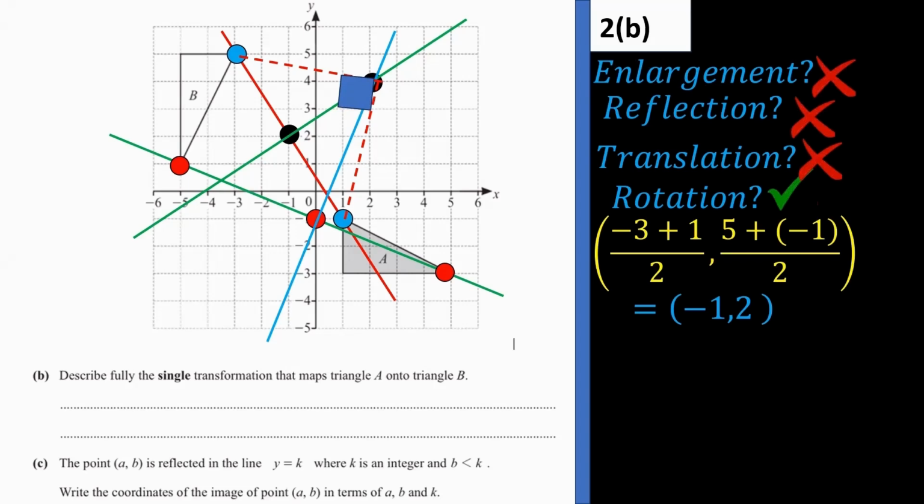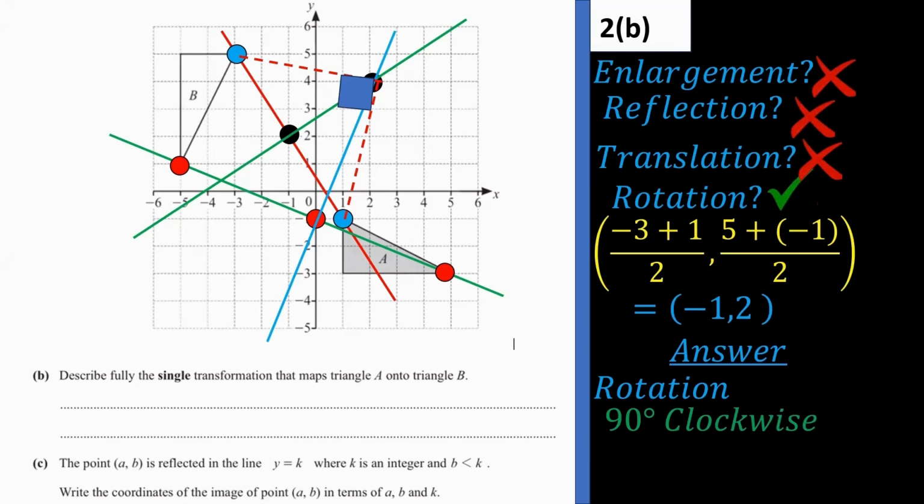And you know, if you are moving from the object point, that is from triangle A to triangle B, you are going clockwise. So it's going to give us 90 degrees clockwise. So let us write down our answers. We have rotation, 90 degrees clockwise, and then let's take the center. We have our center (2, 4), and that completes what we are asked to describe: the single transformation that maps triangle A onto triangle B.